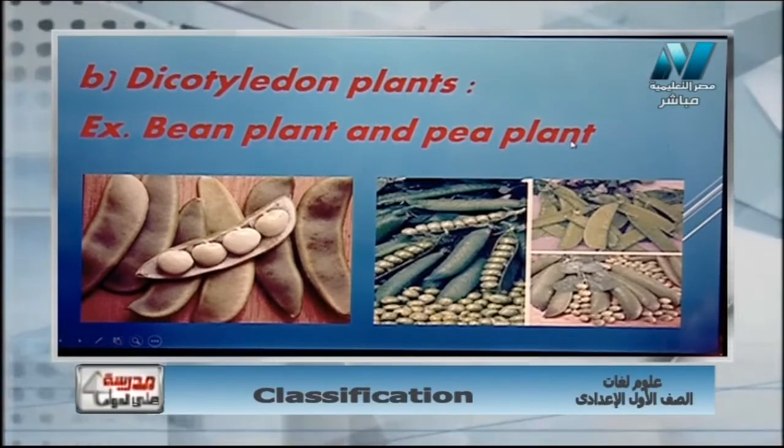So we can classify plants, number 1, in external shape, into distinguished by presence of stem, roots and leaves as trees, and number 2, plants which can't be distinguished into leaves, roots and stems as algae. Number 2, the second way to classify plants according to the way of reproduction. Number 1, by formation of spores as ferns. Number 2, by formation of seeds as gymnosperms and angiosperms. Okay, and angiosperms are divided into two parts. Number 1, monocotyledon as wheat and maize. Number 2, dicotyledon as bean plant and pea plant.